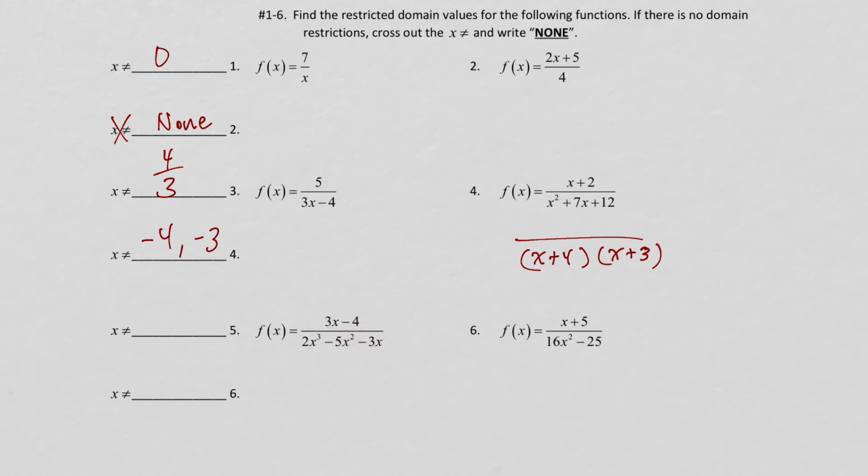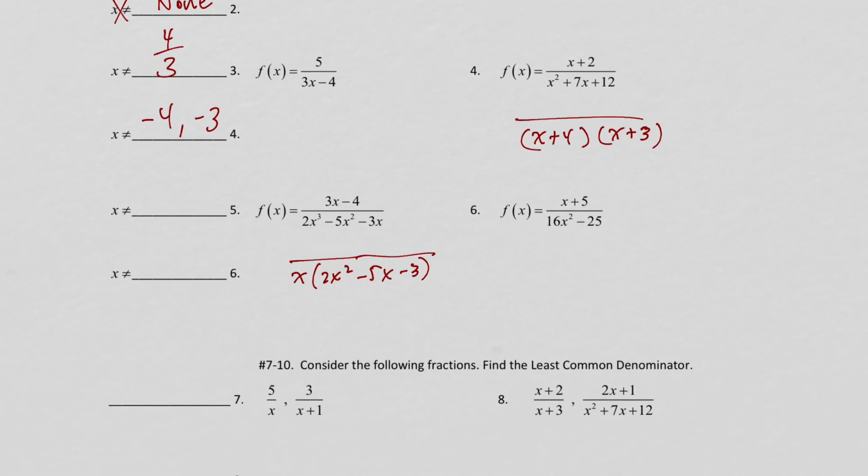We have to factor this. So the first thing I'm going to do is pull out the common factor of x. And then we're left with 2x squared minus 5x minus 3. And then we're going to factor what's left. We put a negative 3 here and a positive 1 here. That gives me 2x squared for first. Outer is negative 6x. Inner is positive 1x. That adds up to that. And this gives us that. So this is 0, negative 1/2, and positive 3.